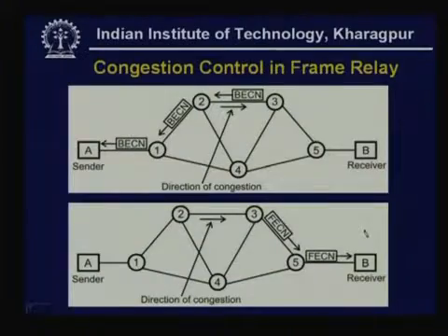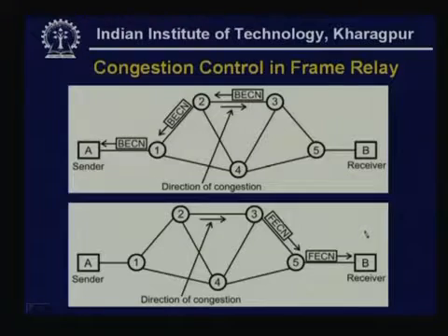By using these two bits, BECN and FECN, you have 4 possibilities. When these 2 bits are 0 0, that means there is no congestion in either direction. Whenever it is 0 1 or 1 0, there is congestion only in one direction. On the other hand, whenever these 2 bits are 1 1, there is congestion in both directions. So by using these 2 bits, the congestion control can be done.